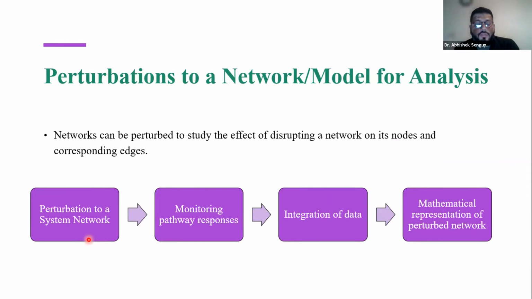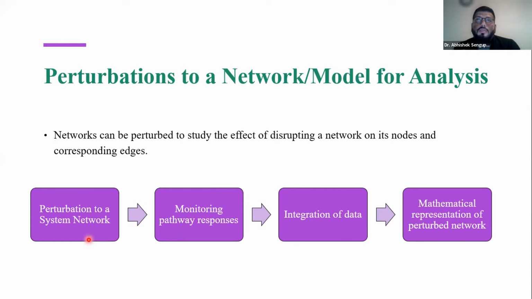The networks of different topologies vary in their resilience to various types of perturbations. The process starts with systematic perturbation of biological systems, monitoring the pathway responses, integration of the data, and formulation of mathematical models that describe the structure of the system and its response to perturbation.